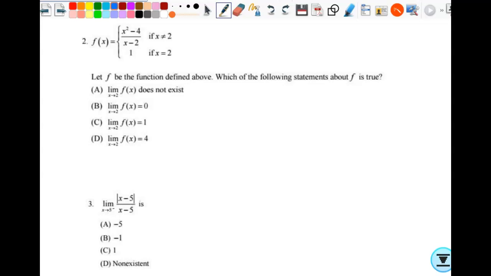So if I do this, the limit as x approaches 2 of the numerator, that's going to equal 0. And the limit of the denominator as x approaches 2 is equal to 0. So we get 0 over 0, and it is the indeterminate form. Okay? So all I really care about is the first one.